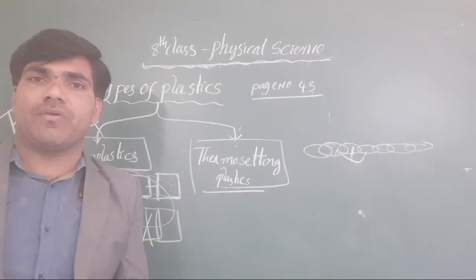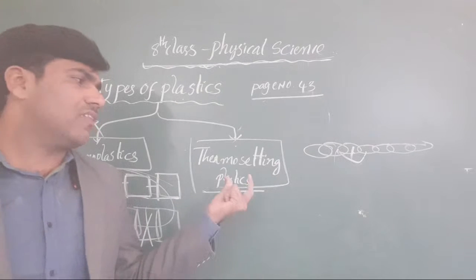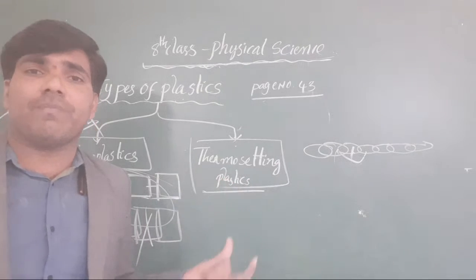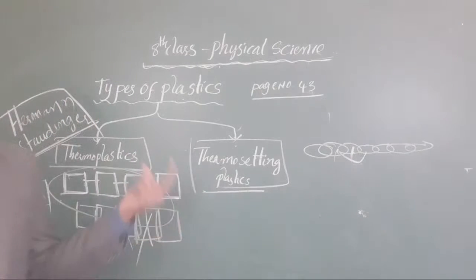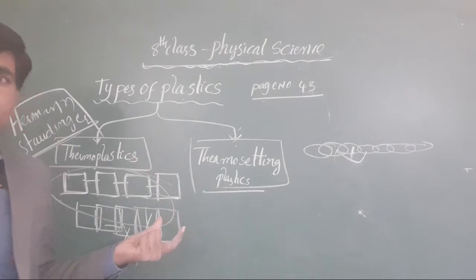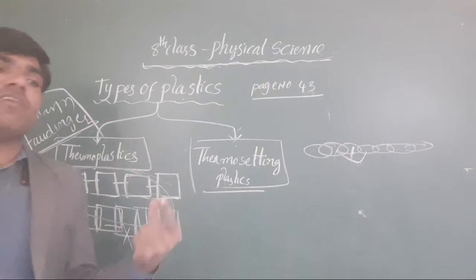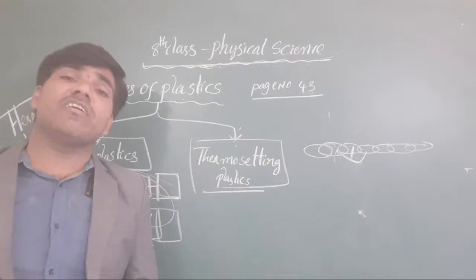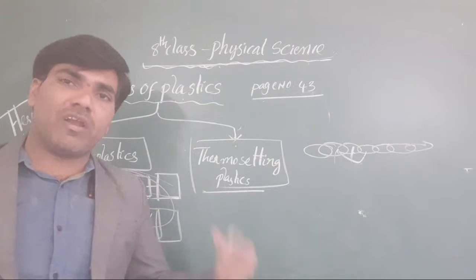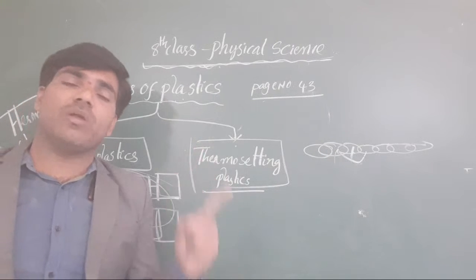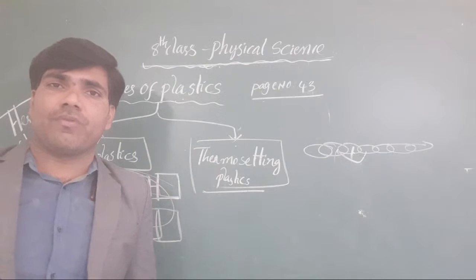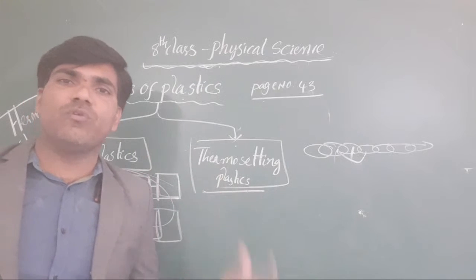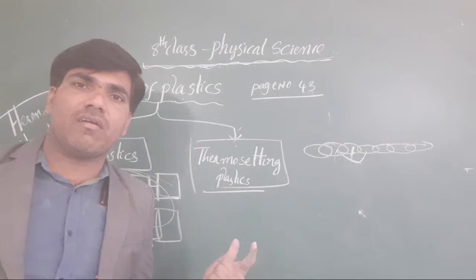Thermoplastic only. Thermosetting plastic is not that useful for us. Why? Because for whatever substance we use for physical science purposes, one of the best properties is that it is reusable. At that time only it is good for us. Clear or not, all the students?